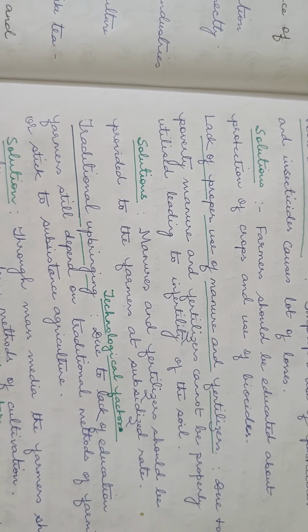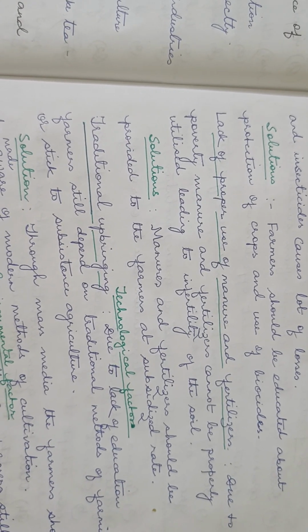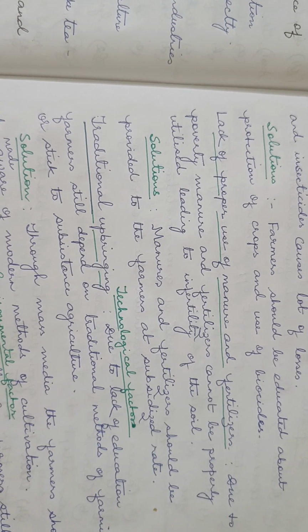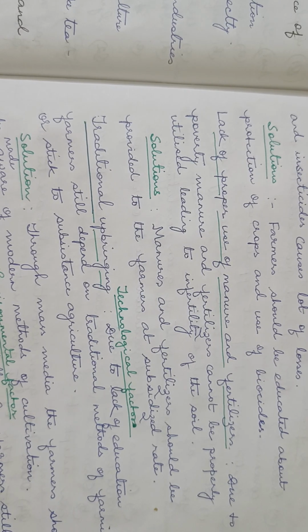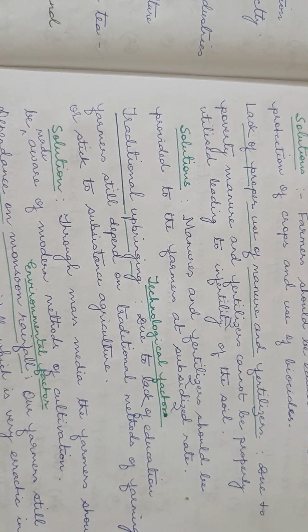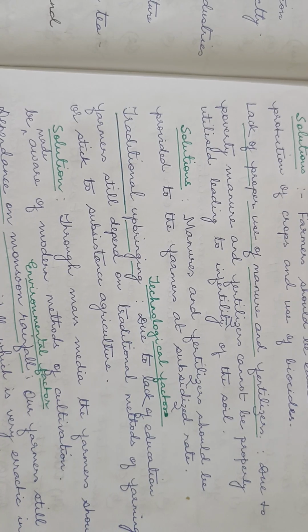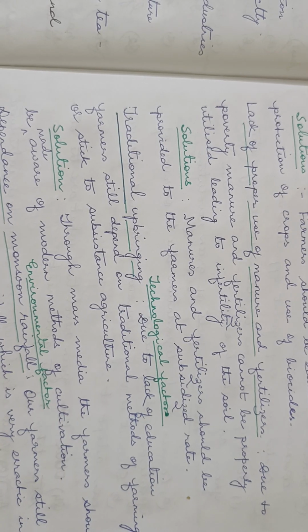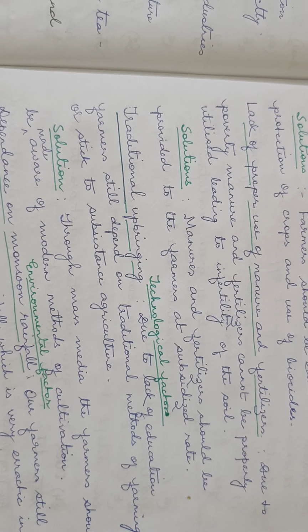Next, lack of proper use of manure and fertilizers. Due to poverty, manure and fertilizers cannot be properly utilized, leading to infertility of the soil. Solution: manures and fertilizers should be provided to the farmers at subsidized rates.